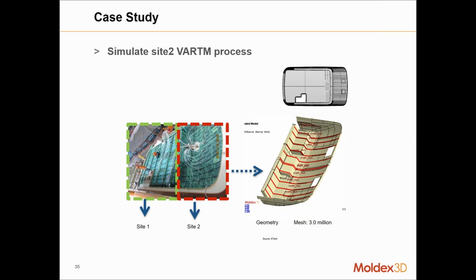So a quick case study of a very large vacuum assisted resin transfer molding part. We are focused mainly on the one in red, site 2. All right. So for this particular geometry, we had about 3 million mesh elements. We ran 2 different scenarios with the number of feed points or melt entrance for resin to flow through.